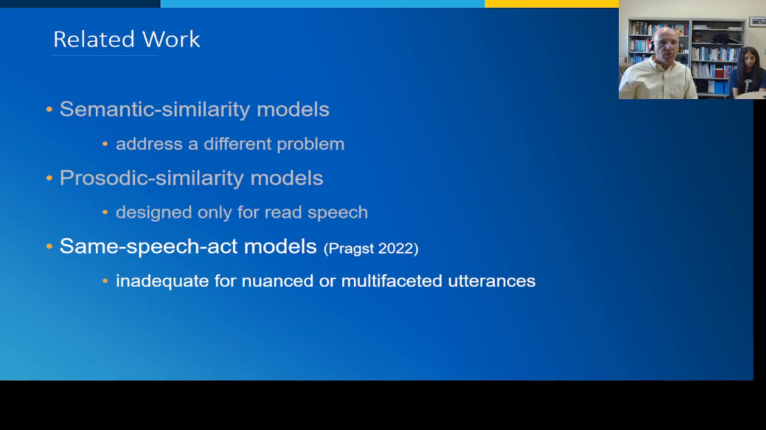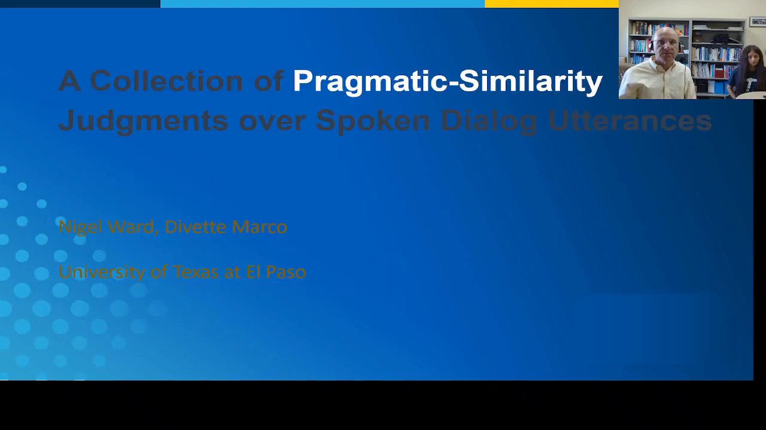All right. So what we need is a model of pragmatic similarity. Related work, mentioned briefly: models of semantic similarity, prosodic similarity. For pragmatic similarity, there's some work by Pragst a couple years ago where she considered two utterances to be pragmatically identical if they express the same speech act, such as persuade somebody to exercise more or scold somebody for eating too much. And so it's either match or not match, which is not really adequate for nuanced evaluation or complex multifaceted utterances. So to recap, pragmatic similarity is what we're interested in.